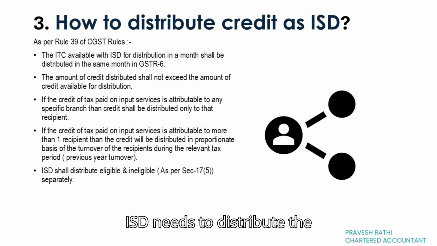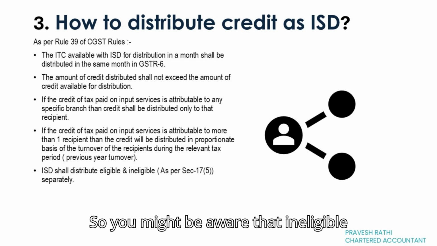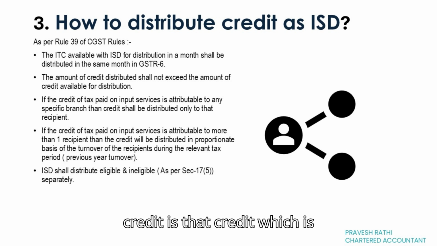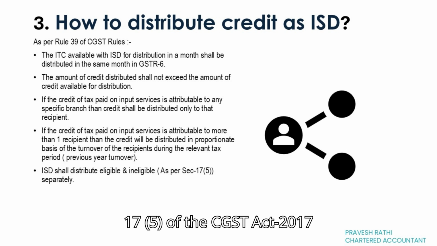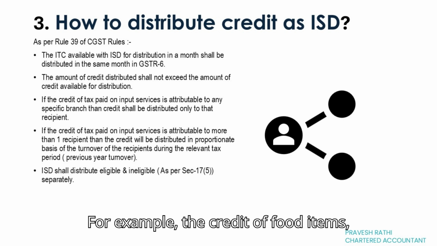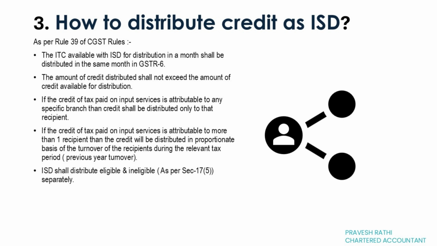ISD needs to distribute the eligible credit and ineligible credit separately. You might be aware that ineligible credit is that credit which is blocked under provisions of section 17(5) of the CGST Act. For example, the credit of food items, the credit of motor vehicles, the credit of personal services.